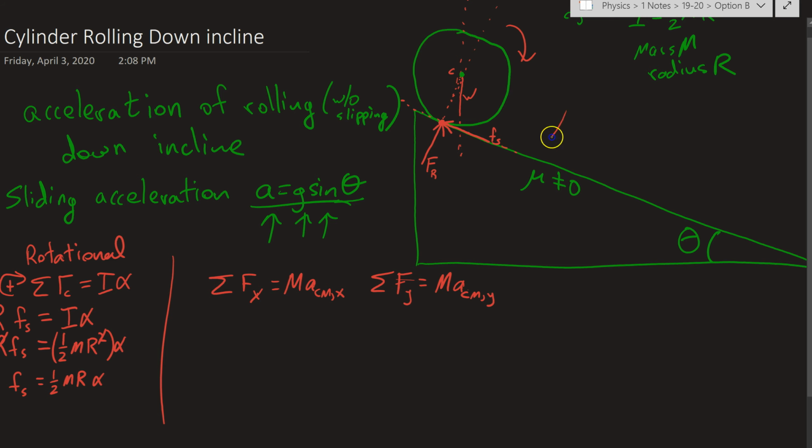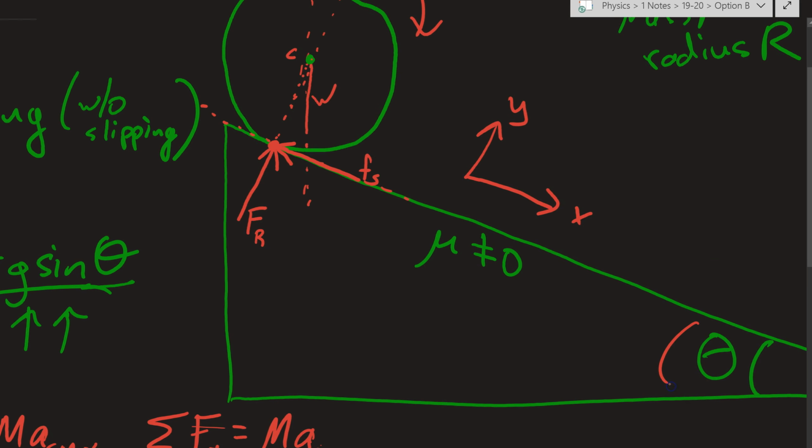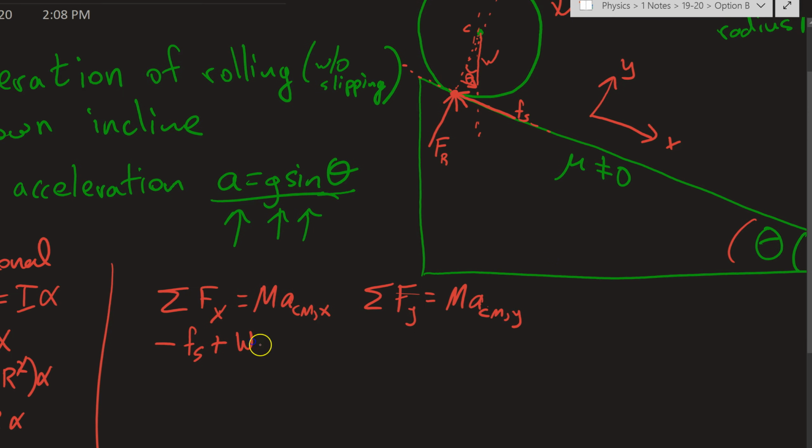Let's say that down the ramp is positive x and perpendicular to the ramp is positive y. So that means negative fs plus, ramp physics. If this is theta, then this angle is also theta. Prove that to yourself if you forgot. And so w sine theta would be this component of the weight, which is along the ramp. That's the x component of the weight. So plus w sine theta equals m a center of mass in the x.